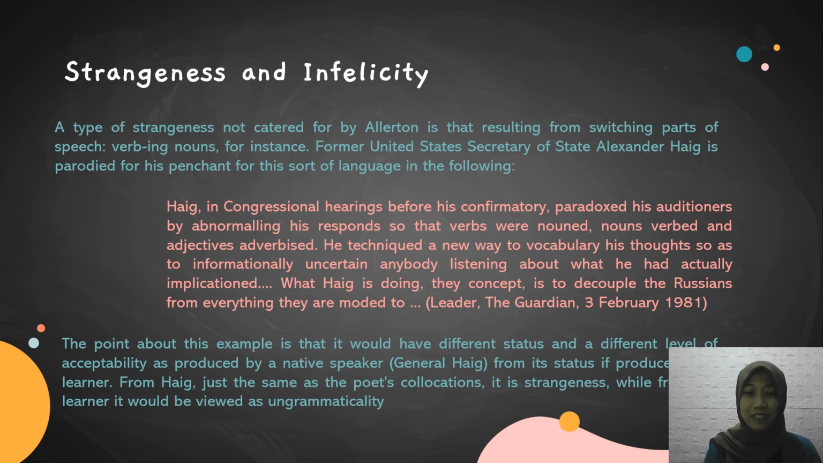The point about this example is that it would have different status and a different level of acceptability as produced by a native speaker, General Haig, from its status if produced by a learner. From Haig, just the same as the poet's collocation, it is strangeness, while from the learner it would be viewed as ungrammaticality.